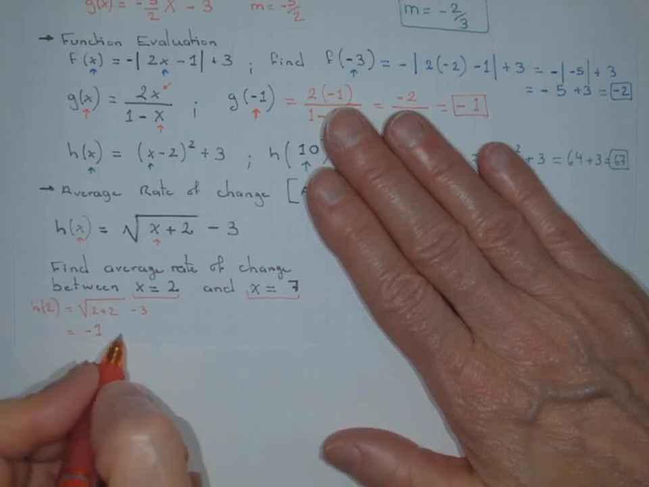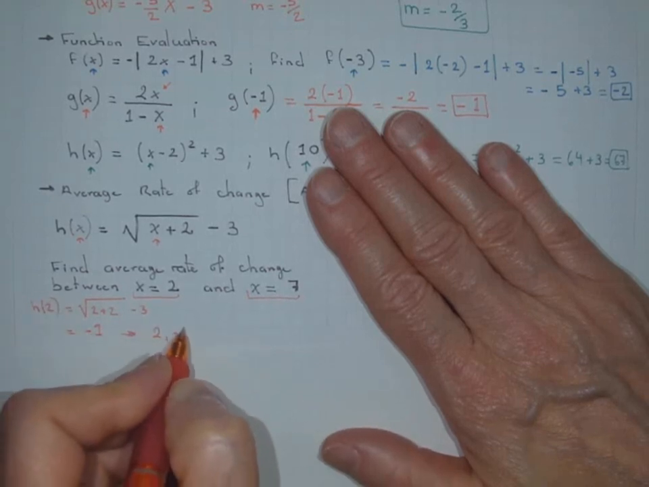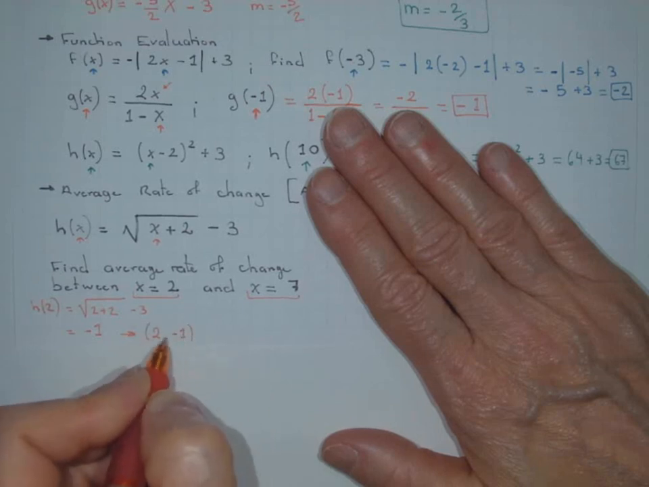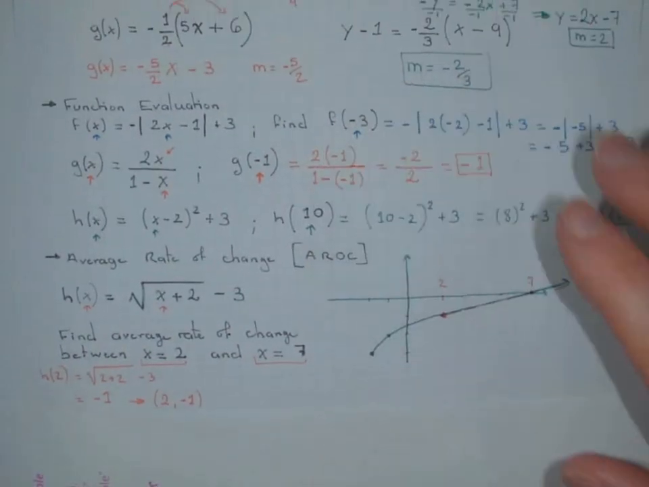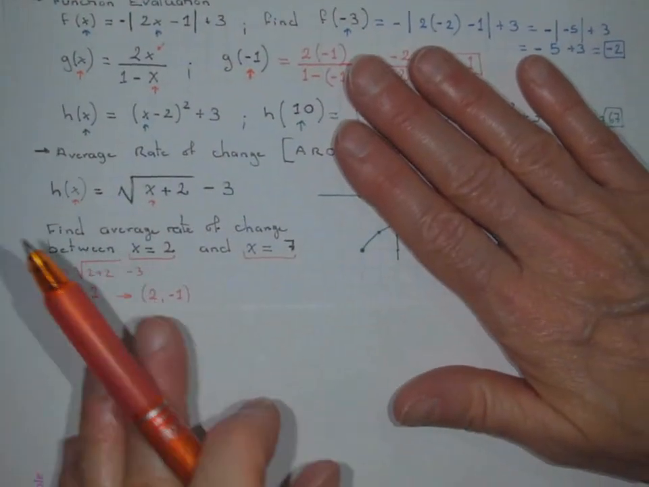So really what we're saying here is that for x equals 2, we would have a y value of negative 1, and that would be my first point. So let's check from our graph. When we have an x of 2, the y value will be negative 1. So that matches our graph, right? So now let's see what happens to the 7.